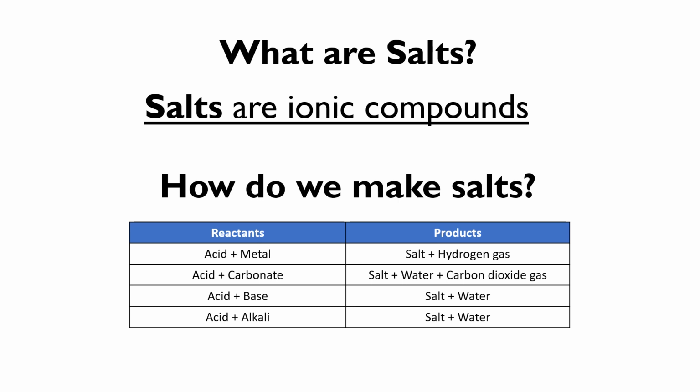First, we have acid reacting with metal to give you salt and hydrogen gas. Second, we have acid reacting with carbonate to give you salt, water, and carbon dioxide gas. Third, we have acid reacting with base to give you salt and water. Lastly, we have acid reacting with alkali to give you salt and water.